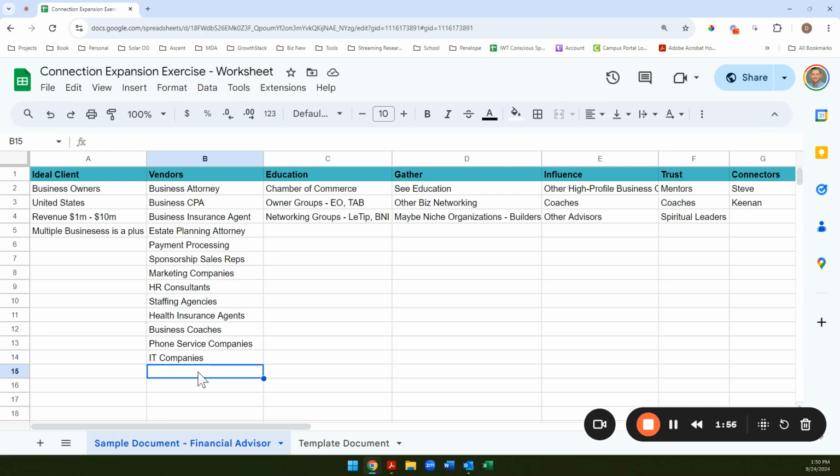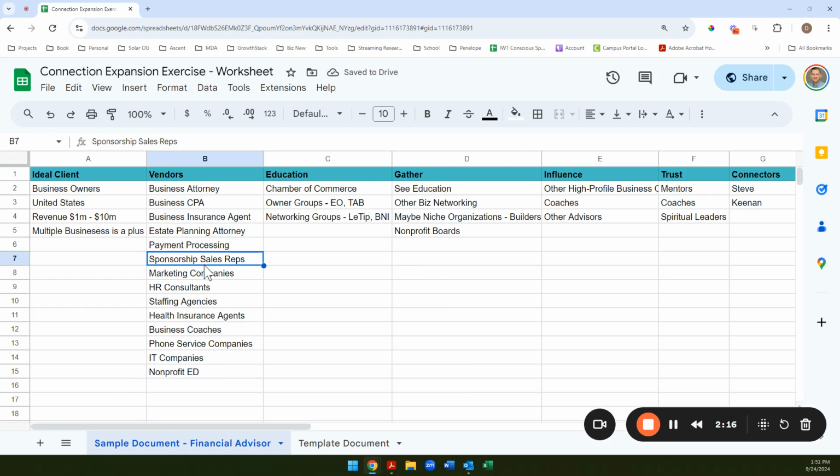Along with that would be non-profit executive directors or nonprofit executive members. And then for gather, we'll come over here, we'll put nonprofit boards. So that just made me think as we were going down sponsorship sales reps.